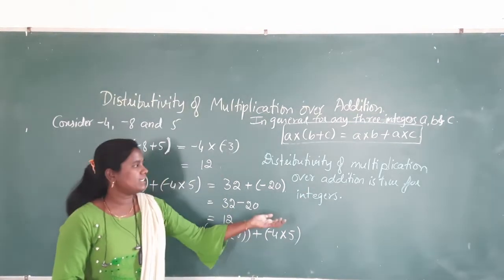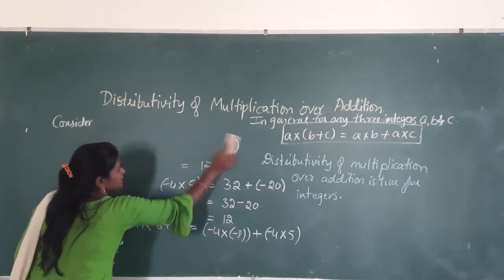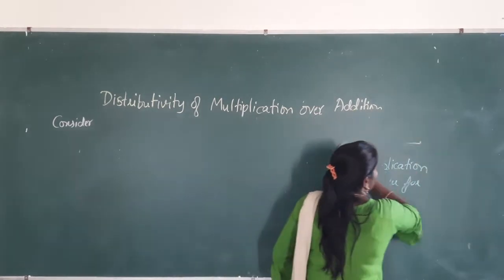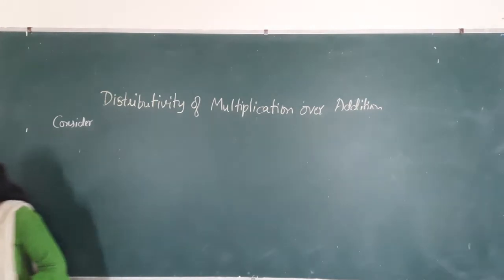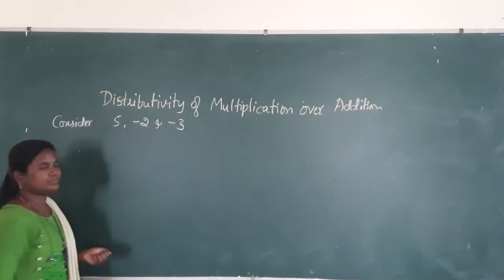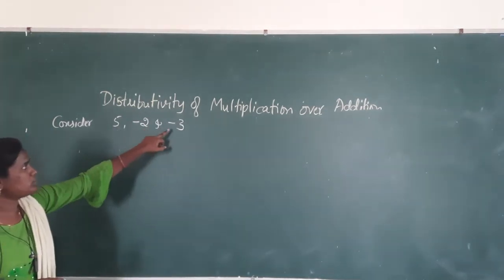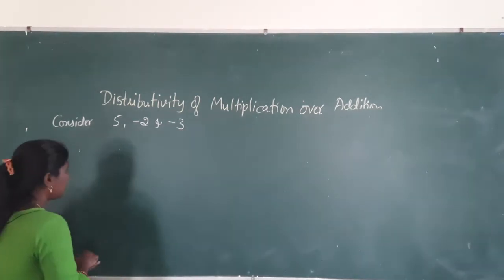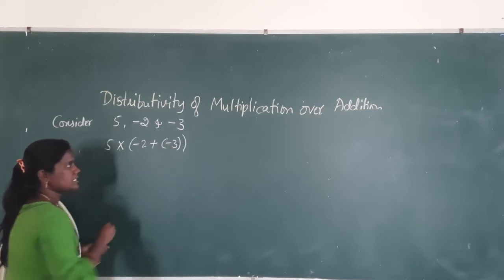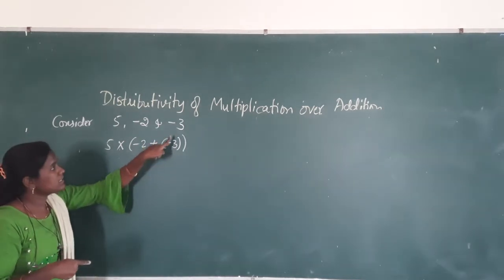We'll take one more example, then we'll understand it clearly. If I give you some work on this, you have to solve it in the same manner. Here, consider 5, minus 2 and minus 3 as the 3 integers. A is 5, B is minus 2 and C is minus 3. So now it is A into B plus C, where C is minus 3.